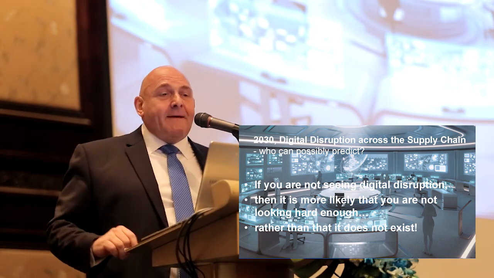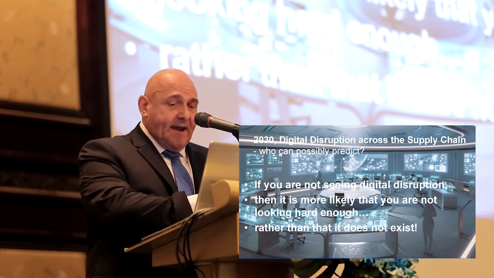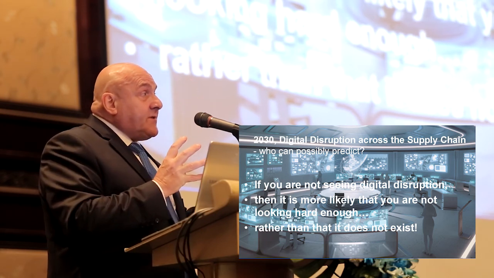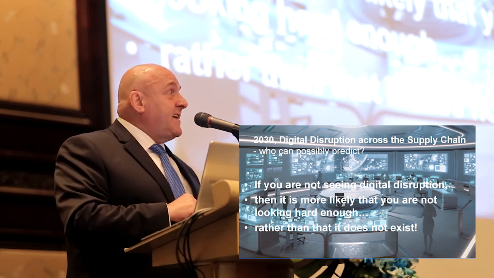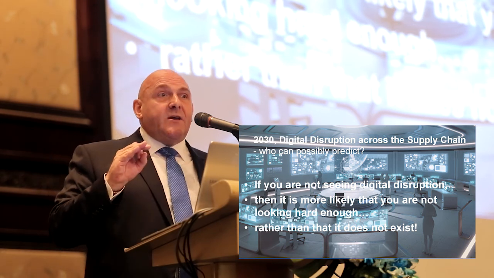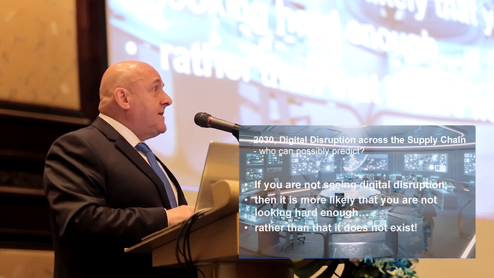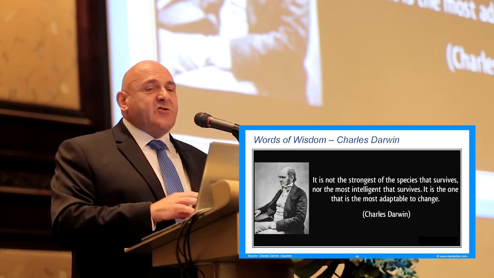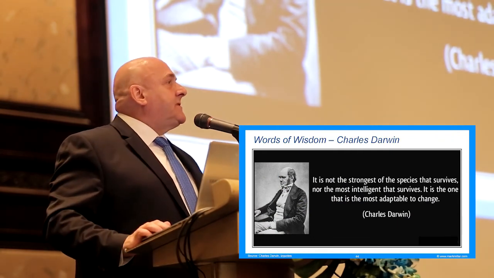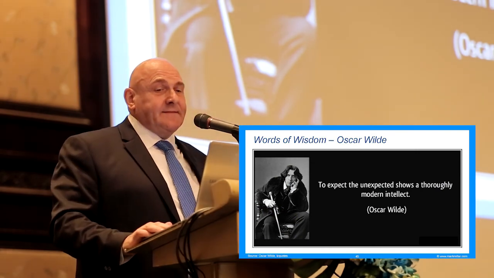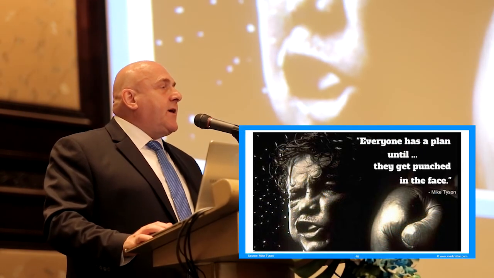So let's round out thinking about 2030. If we think about 2030 and the digital disruption across the supply chain, who could possibly predict what's going to happen? But the saying about digital disruption is that if you're not seeing digital disruption in your business, in your sector, then it's more likely that you're not looking hard enough rather than that it does not exist. Some more words of wisdom. First of all, Charles Darwin talks about how it's not the strongest, it's not the most intelligent, it's the most adaptable to change that survives. And Oscar Wilde says that to expect the unexpected shows a thoroughly modern intellect. And that other world-renowned philosopher, Mike Tyson, said that everyone has a plan until you get punched in the face.